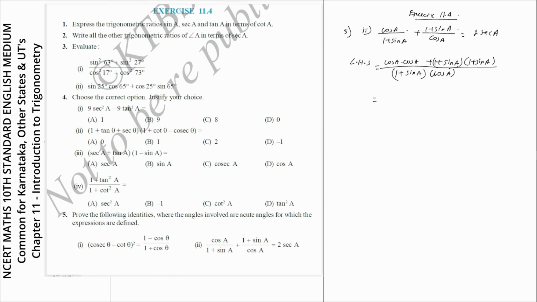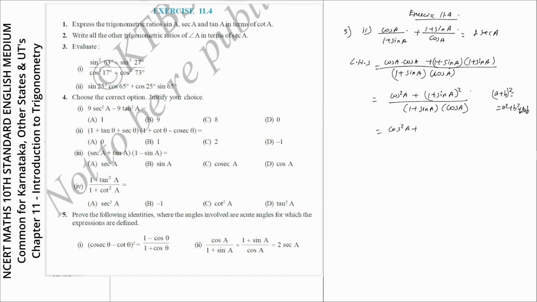So this is equal to, now cos a into cos a is cos square a, plus 1 plus sin a into 1 plus sin a is 1 plus sin a the whole square, divided by 1 plus sin a into cos a. Now this is equal to cos square a plus 1 plus sin a the whole square. What is a plus b the whole square? This is equal to a square plus b square plus 2ab.